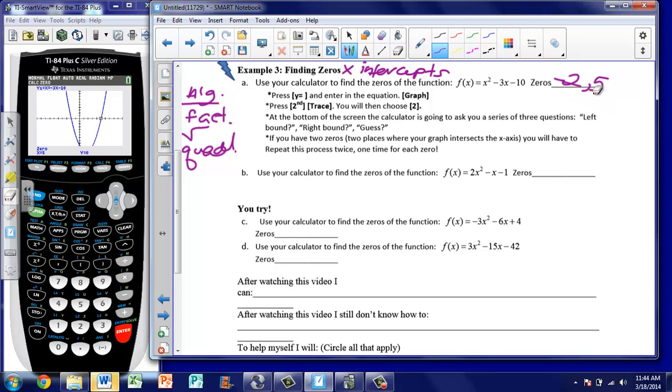So -2 and 5 are our zeros. You can write them as zeros that way. You could write them as x-intercepts, (-2, 0) and (5, 0). Both ways are accurate. Okay.